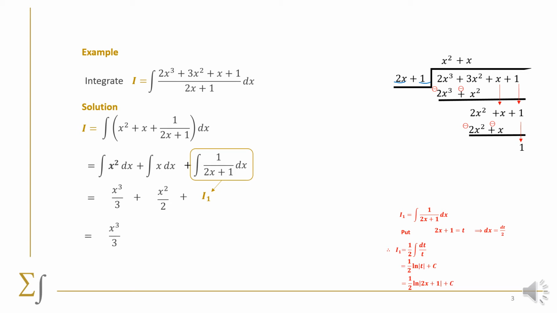Now we take this and we go to our integral over there. We put the x cubed over 3 plus the x squared over 2 plus the I1. We have it in red and that's it. Now let's do the third example in our presentation today.